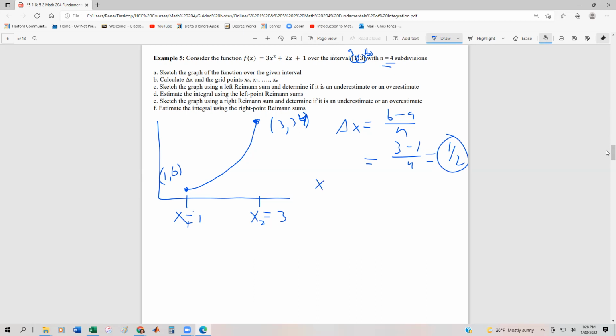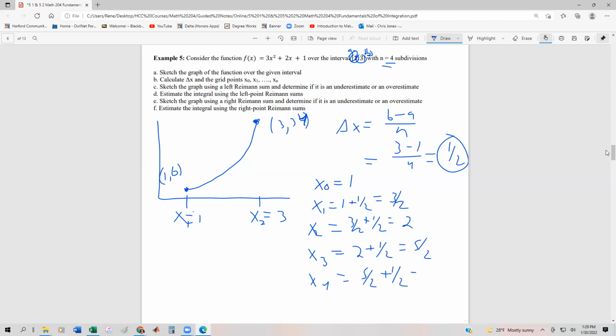So we know that x0 is 1, that's a, and if we add a half to that, it's 1 plus a half, which is 3/2. Then x2 is going to be 3/2 plus 1/2, which is 4/2 or 2. And you can see how this is going to go. So it'll be 2 plus a half, which is 5/2. And then finally, not surprisingly, we should get 3 because that's our terminal point on our domain. All right, so delta x is a half, and these are the grid points: 1, 3/2, 2, 5/2, and 3.